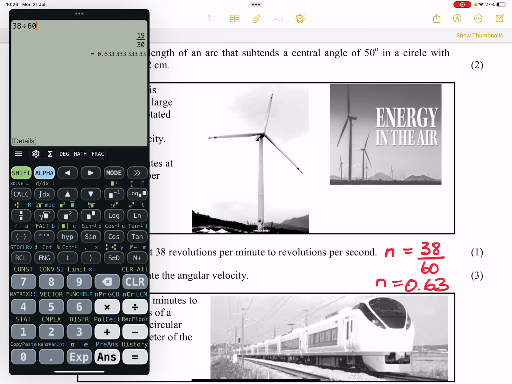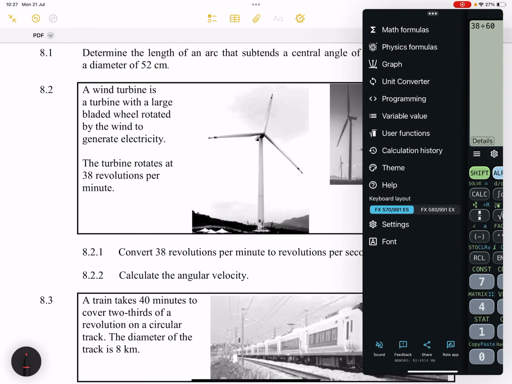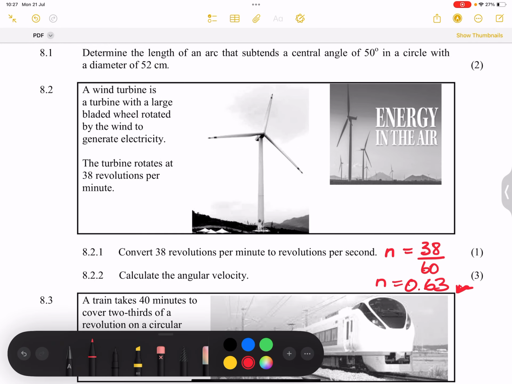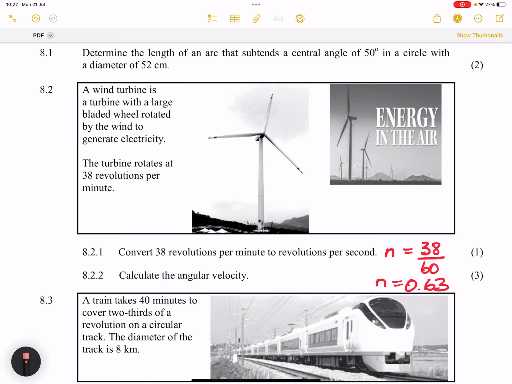0.63. Just remember, this is revolutions per second. Now, finally, we are calculating the angular velocity.